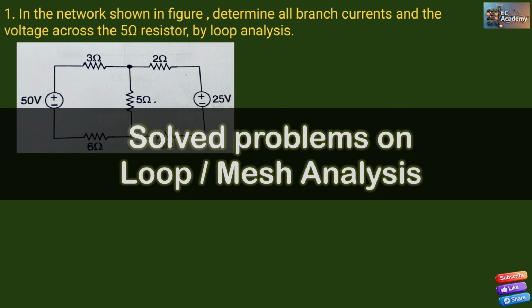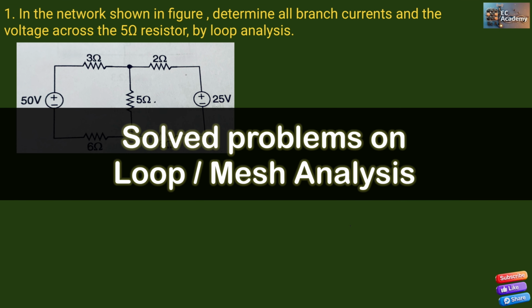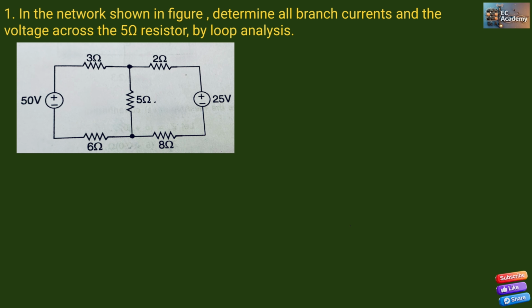In this lecture, let us understand the problems on loop analysis or mesh analysis. Here, in the first problem, a network is shown in the figure. Determine all branch currents and the voltage across 5 ohm resistor by loop analysis. So, for the given network, we need to find all the branch currents and the voltage across the 5 ohm resistor.